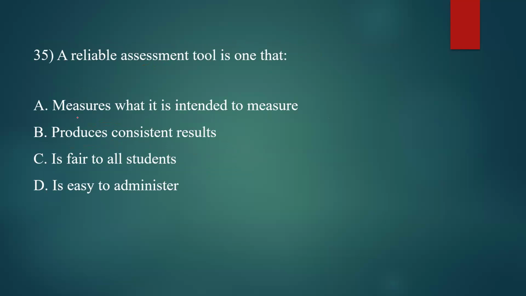Measure what is intended to measure. Option B, produces consistent results. That's why it is a reliable assessment tool. Reliability means what? Reliability means consistency. The word meaning itself, reliable means consistent. So it's about producing consistent results.